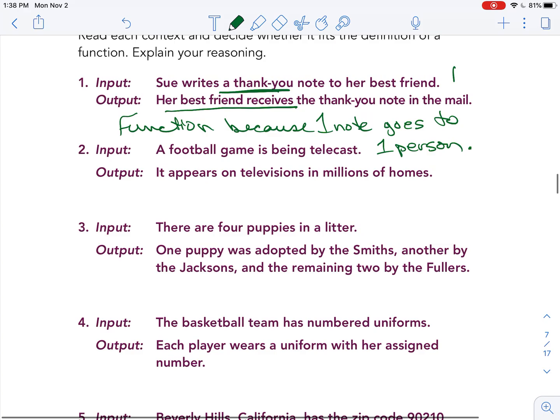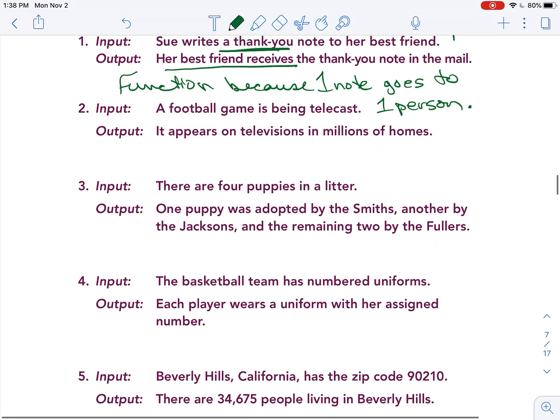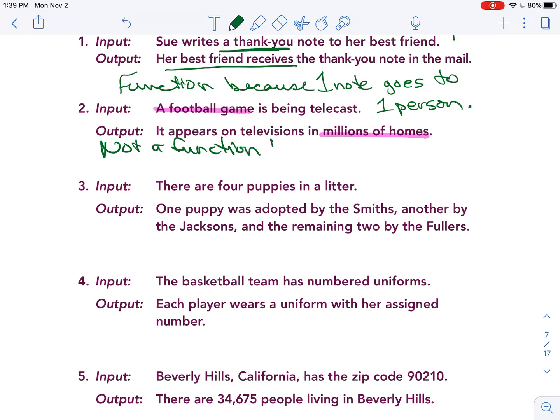So let's look at this next one. We have a football game. Okay? We have a football game, and it appears on televisions in 1 million homes. So there's one item that goes to millions of people. That means this is not a function, because one game goes to millions of homes.